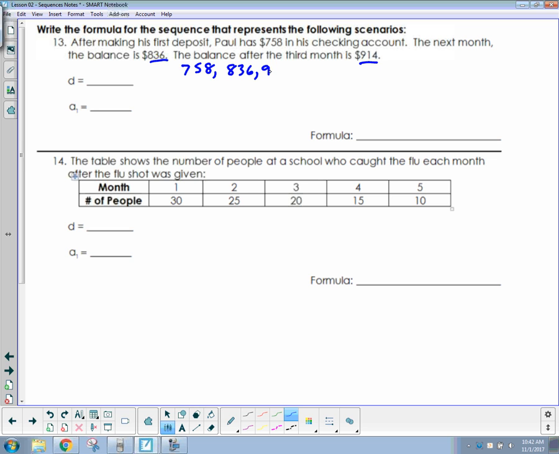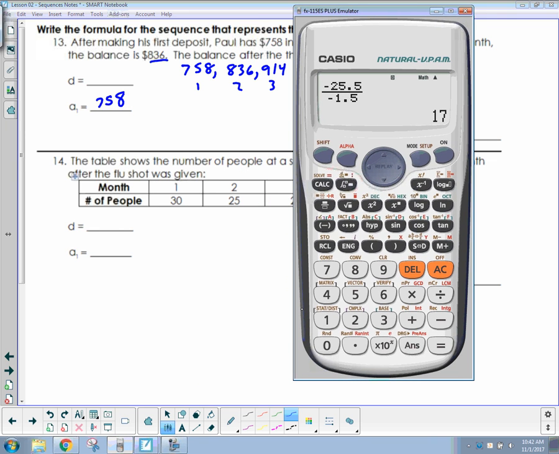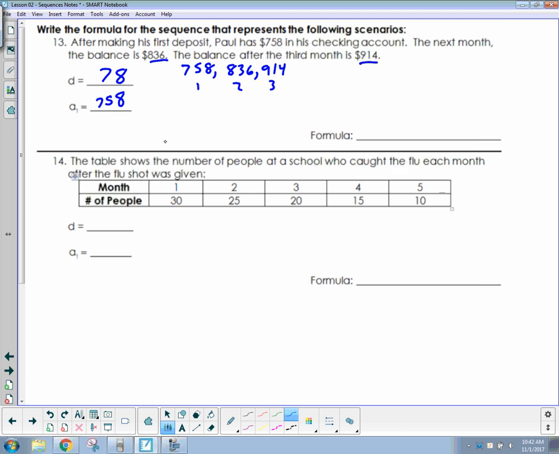So, if we know our first term is 758, we can find our difference. Again, I would subtract the second, 836, by the first, 758. And we get 78. Okay, now plug in everything you know, and we can get a formula. We'll do it over here. So, a_n equals first term plus the difference, n minus 1.